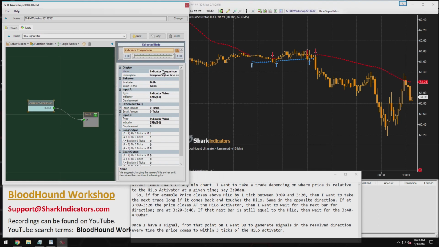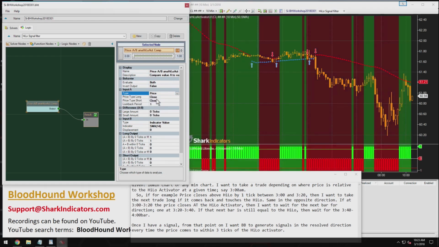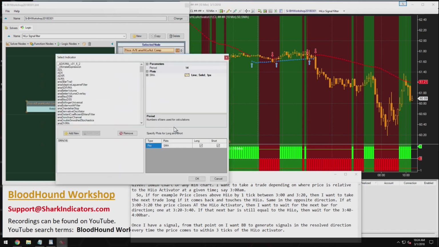And also, let me name the solver first: price is above or below the high-low activator. Okay. So input A, that's going to be price, so we'll set that to price. And then input B, that will be our high-low activator indicator. So we'll just hit the button here, and let's go find the high-low activator.